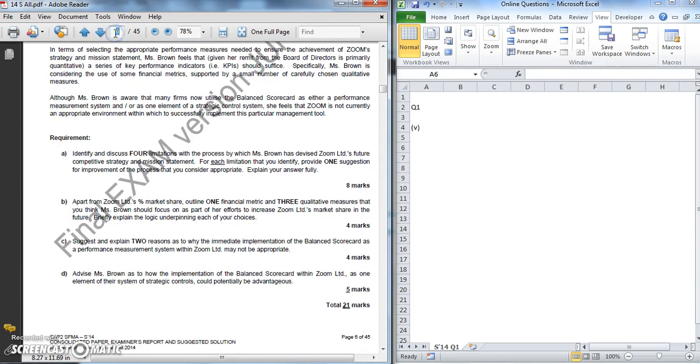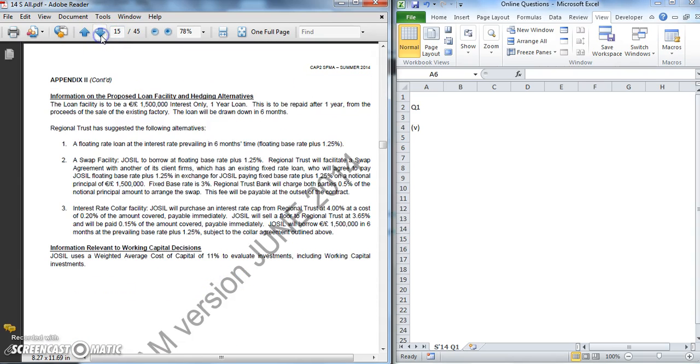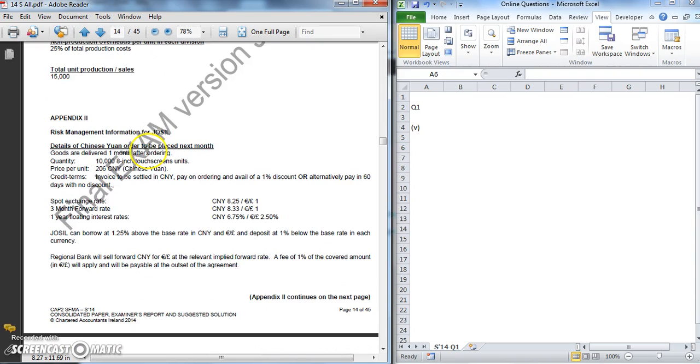So just go down to page 10. So the appendix here. We're told the Chinese yuan order is placed next month. So 10,000 units at 206 Chinese yuan per unit and credit terms. So you're given a spot rate, a 3 month forward, and you're given floating rates. And you're told what they can borrow and sell at, and you're told about the forward.